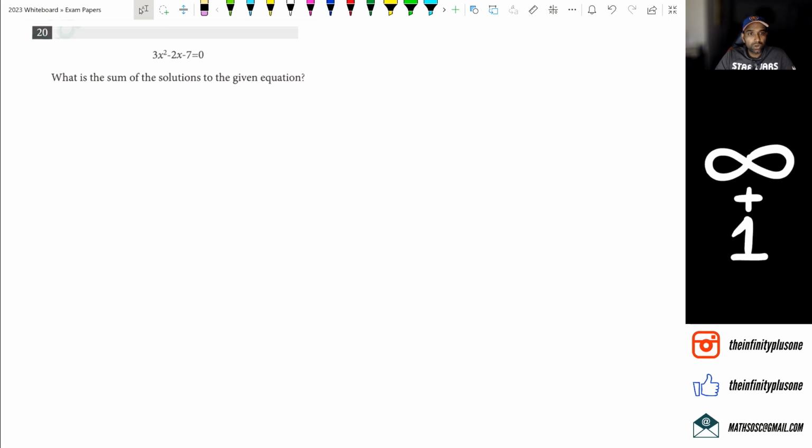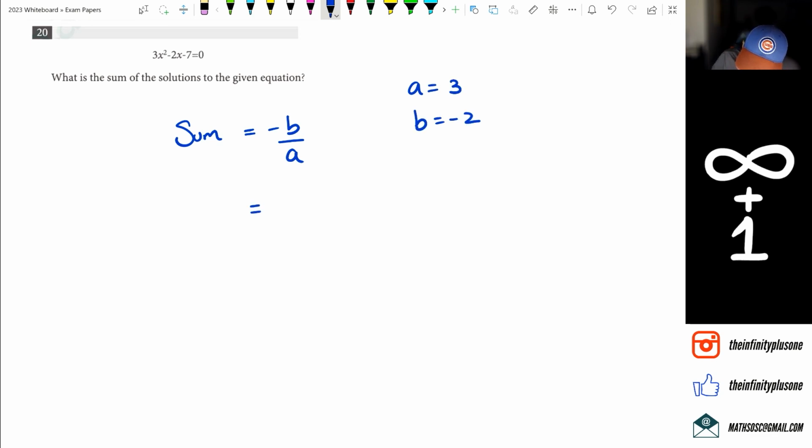Okay, question 20. All right, guys, so with question 20 we're asked to find the sum of the solutions to the given equation. Now if you've been working with quadratic equations, you will remember that the sum of the solutions to the equation is actually minus b over a, and in this case we've got a is equal to 3, b is equal to minus 2, so the sum is equal to negative of negative 2 over 3, which is equal to 2 over 3.